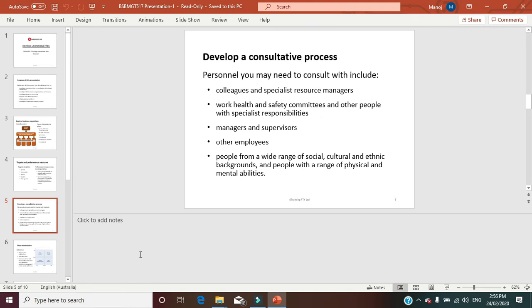The personnel you may need to consult in this process would be colleagues and specialist resources managers, work health and safety committees and other people with specialist responsibilities, managers and supervisors, other employees, people from a wide range of social, cultural and ethnic backgrounds, and people with a range of physical and mental abilities. So it means that you will talk with a specialist. It could be the head of the department, it could be the HR and work health and safety committees and personnel. Without this consultation, you will not be able to plan everything.